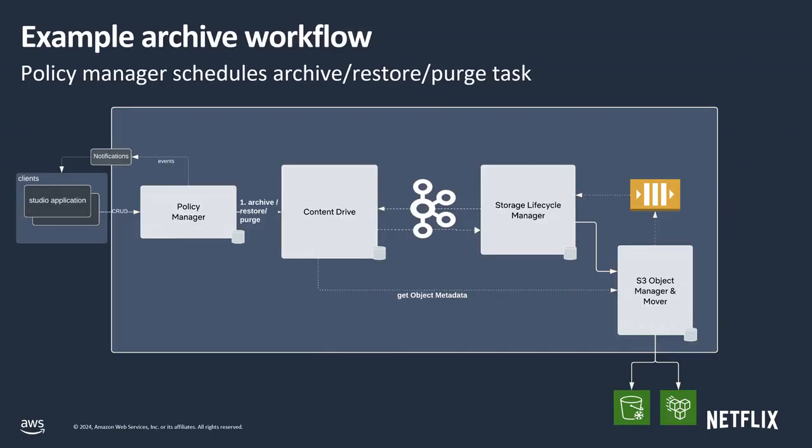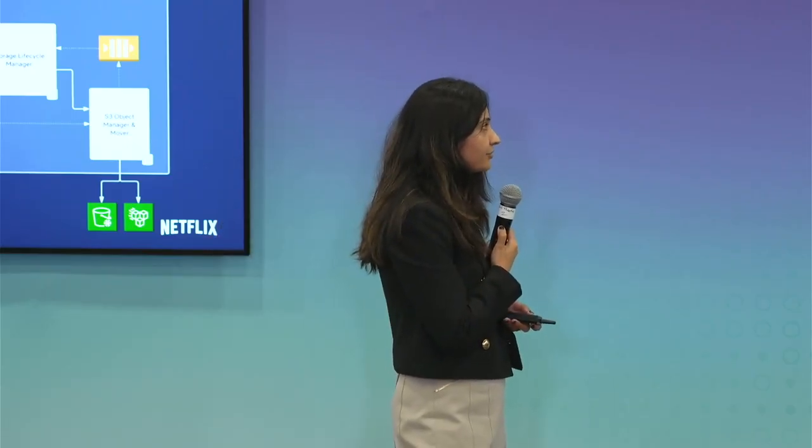So let's look at an example of an archive workflow to know how these components work together. Studio applications create and define policies, as we mentioned before, and policy manager keeps evaluating which lifecycle operation can be applied to which asset at a time. An example of a policy, as I described before, was to archive an asset 30 days post a title's launch date.